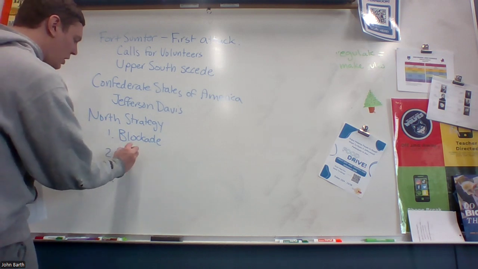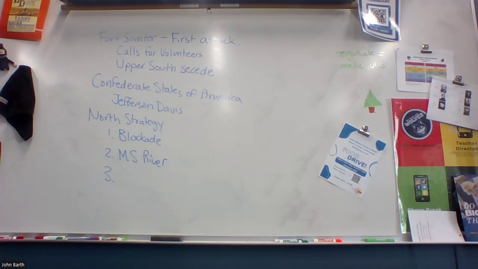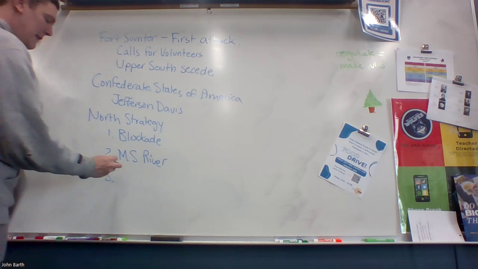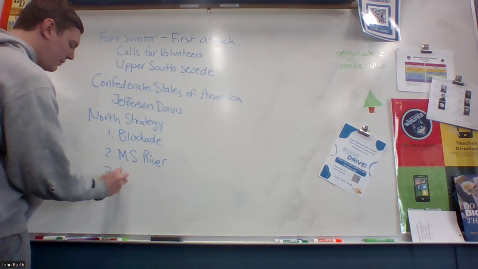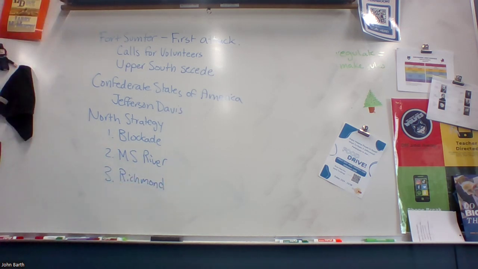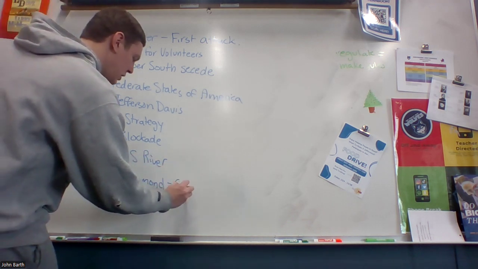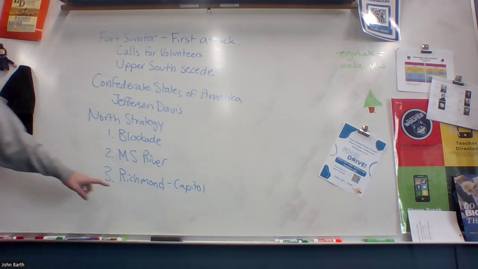Take the Mississippi River. Okay, cut their ability to trade things up and down the river, move men, move weapons. And the last one, take the capital. The capital city is what? Richmond. Richmond. Okay. Or you can just know that it's the capital. But I would know Richmond, the city name.